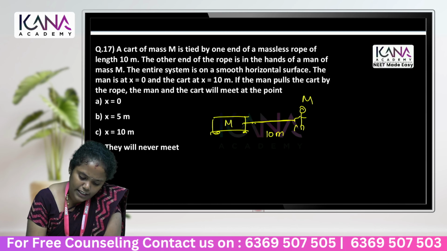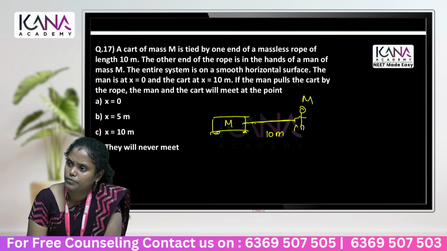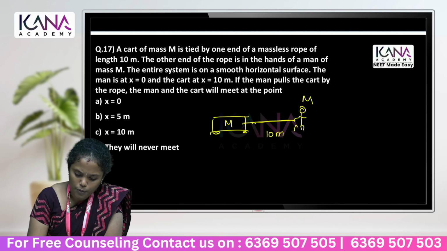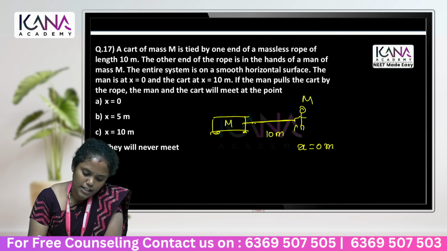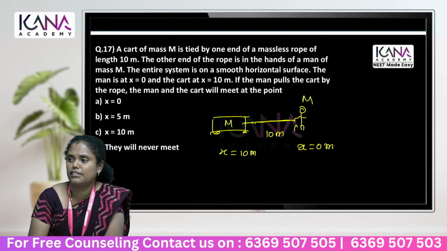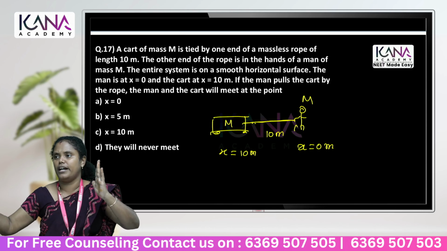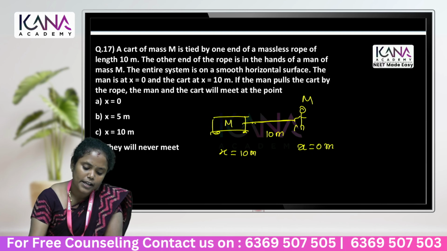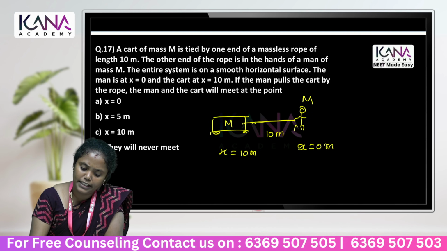The man is at x is equal to 0 and the cot is at x is equal to 10 meter. Opposite ஆவே எடுத்துருந்துருக்கு. Yeah, first man and then cot. The man pulls the cot by the rope. The man and the cot will meet at the point.